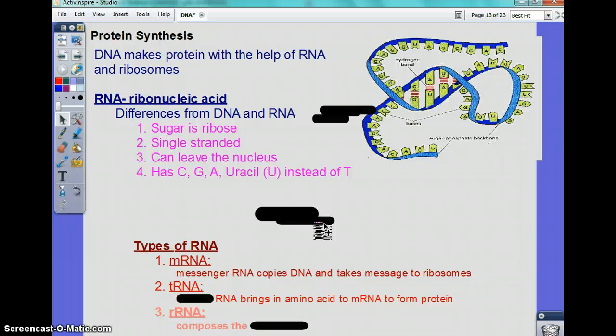tRNA. Transfers. They actually transfer in amino acids. They carry them. And rRNA, R for what? What's missing from this puzzle? Think of everything involved in protein synthesis. Ribosomes. It composes the ribosome, so it's ribosomal RNA.